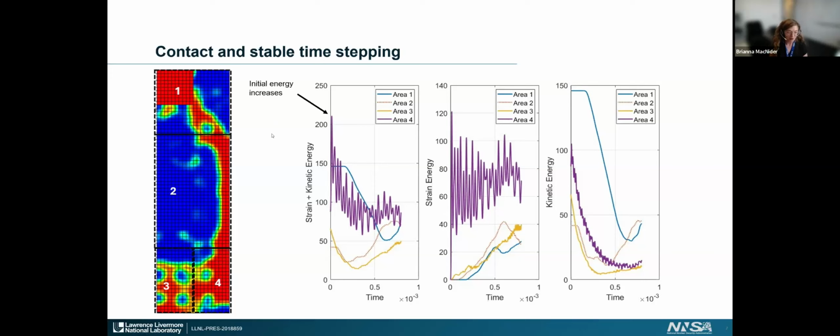And so we figured out the culprit is that our stable time step, which was stable for a design that had a fully dense bottom boundary to start with, is no longer stable if that bottom boundary is no longer fully dense. So, what do you do about this?